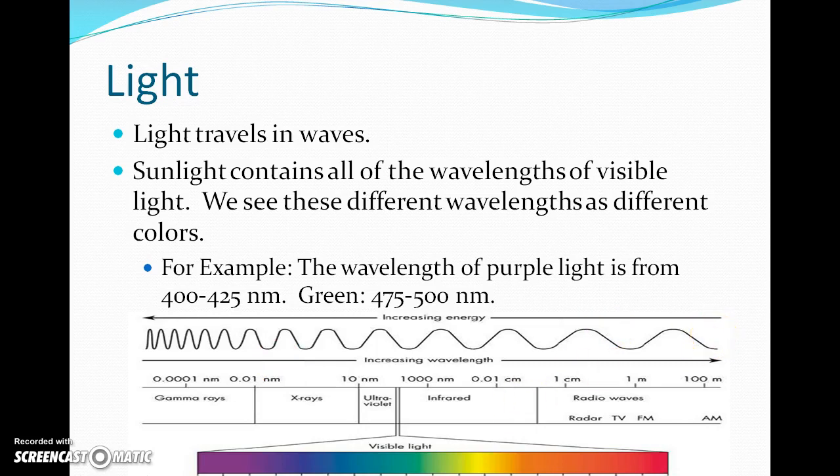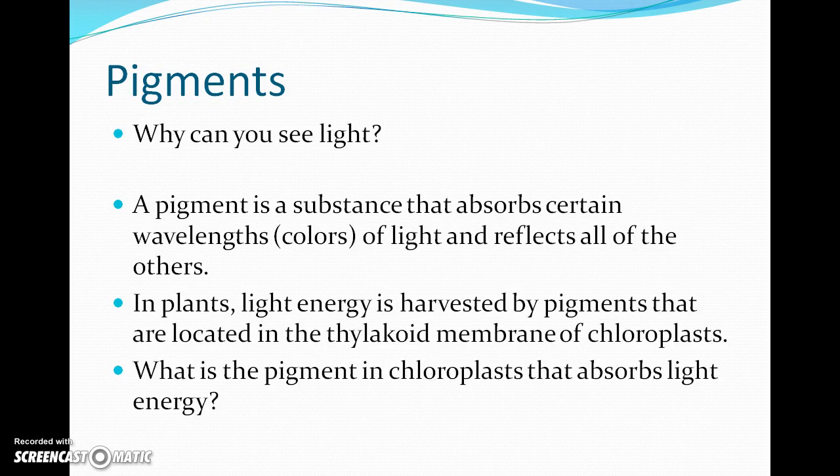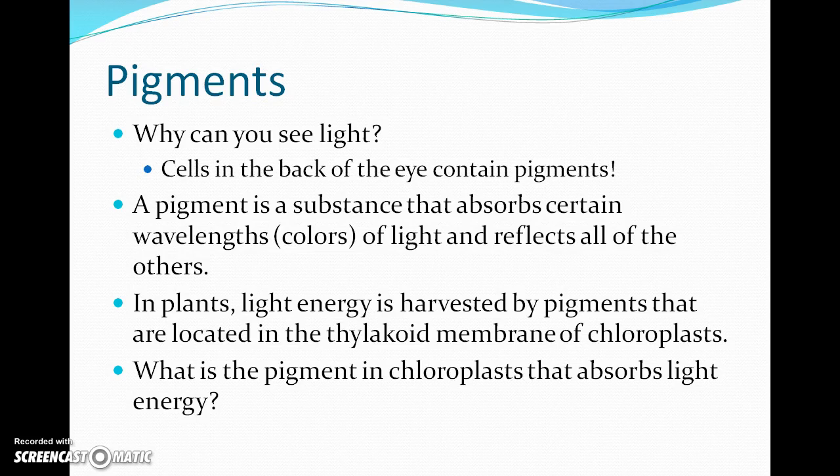Sunlight contains all visible light. So we see these as different colors, okay? And each color has its own measurement. So if you look on your PowerPoint, you'll see below all these colors, there's actual measurements for those lights. So why can you see light? You have cells in your eye that contains pigment. A pigment is going to absorb certain colors of light and reflect all of the others.